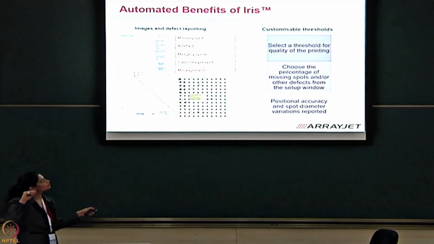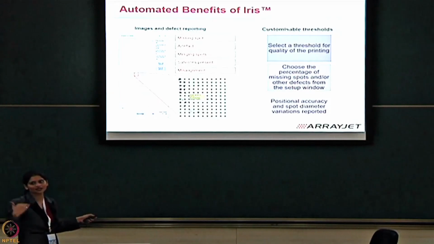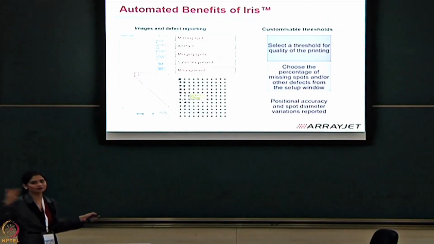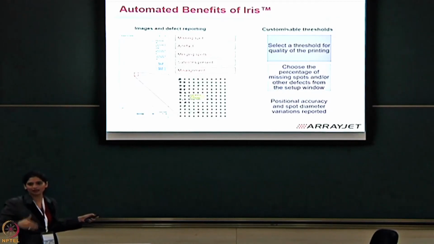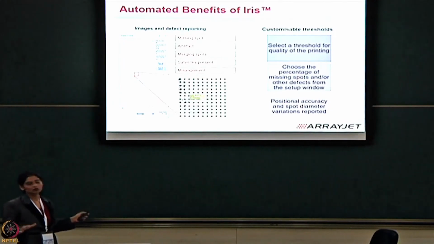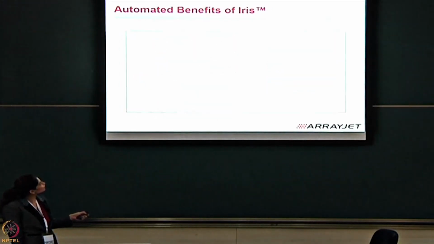Many high throughput proteomic research institutes have criteria. If they want a successful assay, they have criteria. My signal should be not above, not below. My spot has to be a certain percentage. I have to have a certain number of assays. So you have criteria for every assay to make them successful. We can set these criteria for the camera itself. So when it starts printing, it is able to detect against the thresholds that you have set, and it will give you a positive accuracy.